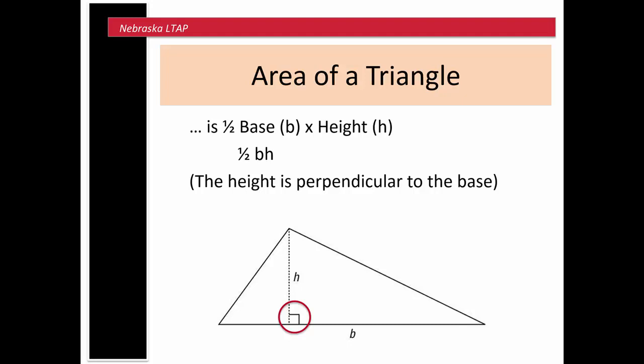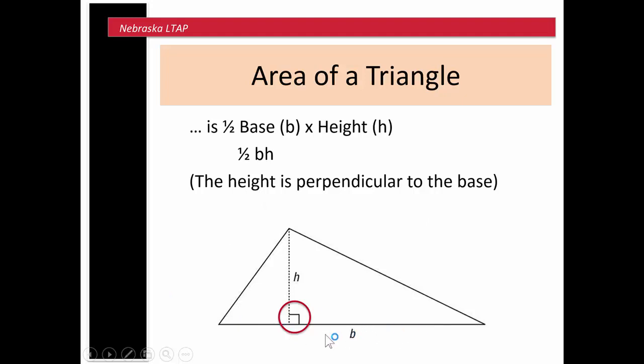So area of a triangle, we're moving up in complexity a little bit here. You may have a triangle that you need to compute the area of as well. The formula for that is 1/2 times the base times the height. So we're still looking at two linear measurements that we're multiplying together. However, we don't have a full rectangle here. So it's 1/2 the base times the height.